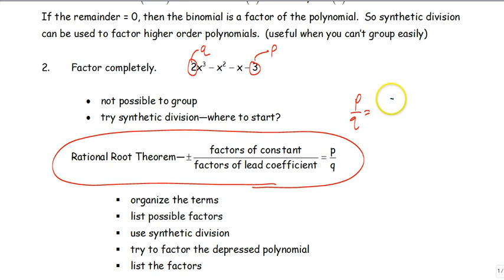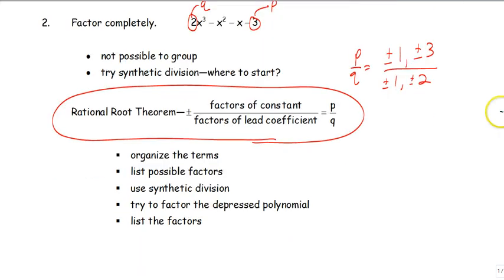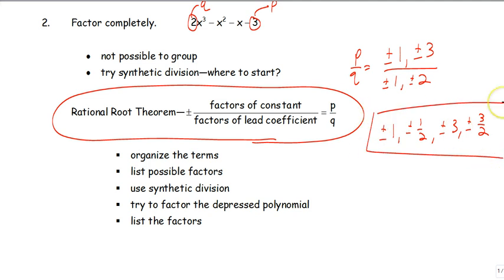well, what are factors of 3? We have plus or minus 1 and plus or minus 3 are factors of 3. Factors of 2 are plus or minus 1, plus or minus 2. So, possible zeros for this problem would be 1 over 1 and 1 over 2, so plus or minus 1, plus or minus 1/2, plus or minus 3 over 1 is 3, and plus or minus 3 over 2, which is 3/2. So, what this is telling me is one of those numbers is a potential 0 for the problem.